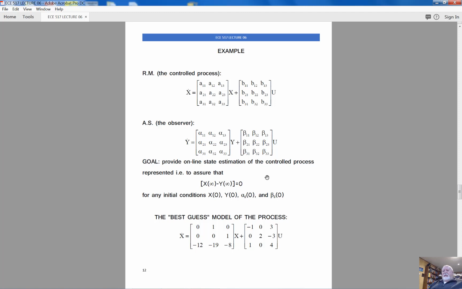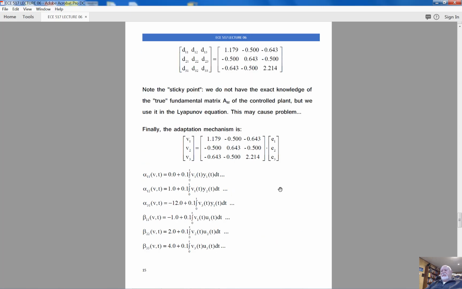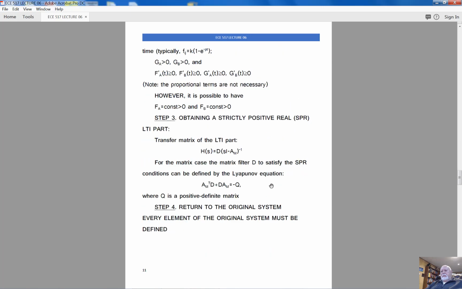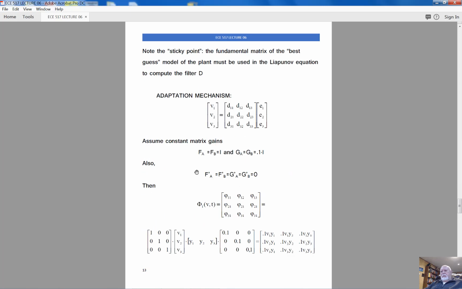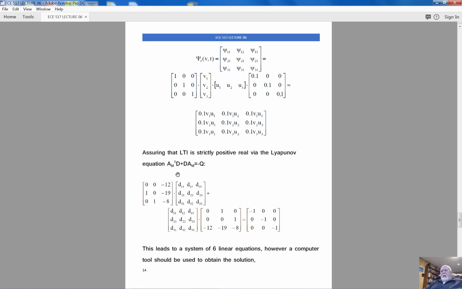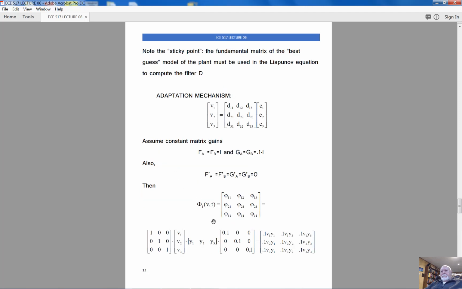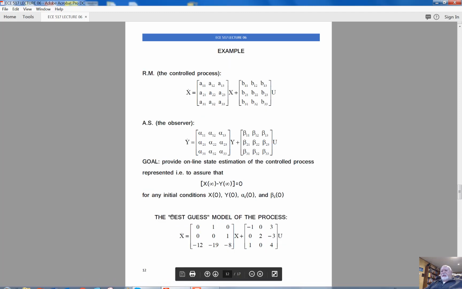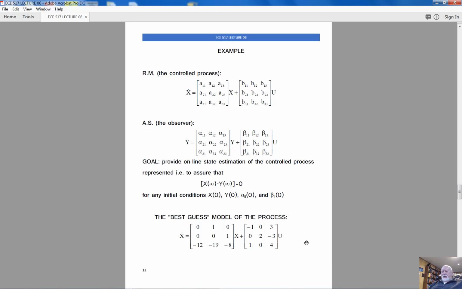At this point, I will use the best guess model of the process. I used canonical controllable form for the model of the process. And this is matrix B. I guess this is inconsistent with canonical controllable form. But at least matrix A has this configuration familiar to you.